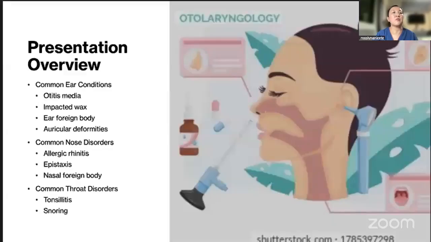So this will be my presentation overview. I will be discussing a few of the common ENT conditions. Okay, so moving forward to the common ear conditions.